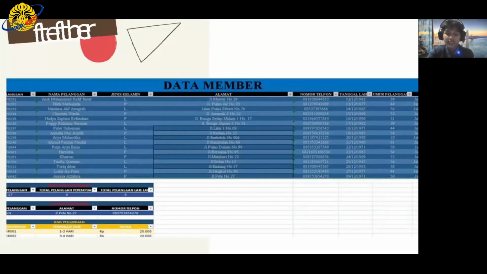So this is the data member table. The data member table has about nine columns, namely ID pelanggan, nama pelanggan, jenis kelamin, alamat, nomor telepon, tanggal lahir, umur pelanggan, and daerah. In addition, the sheet has key tables: info data pelanggan, cek data pelanggan, and jenis pengiriman.